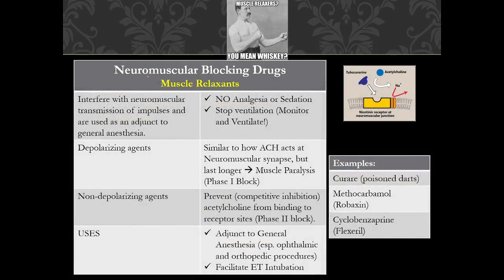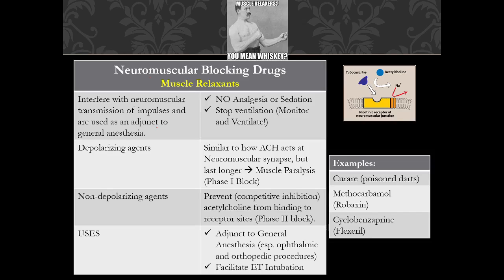Some muscle relaxants are neuromuscular blocking drugs. They interfere with neuromuscular transmission of impulses and are used as an adjunct to general anesthesia. They do not produce analgesia or sedation, so they're only used with analgesia or sedation. They can stop ventilation, so they can block the diaphragm and the muscles which help with ventilation.